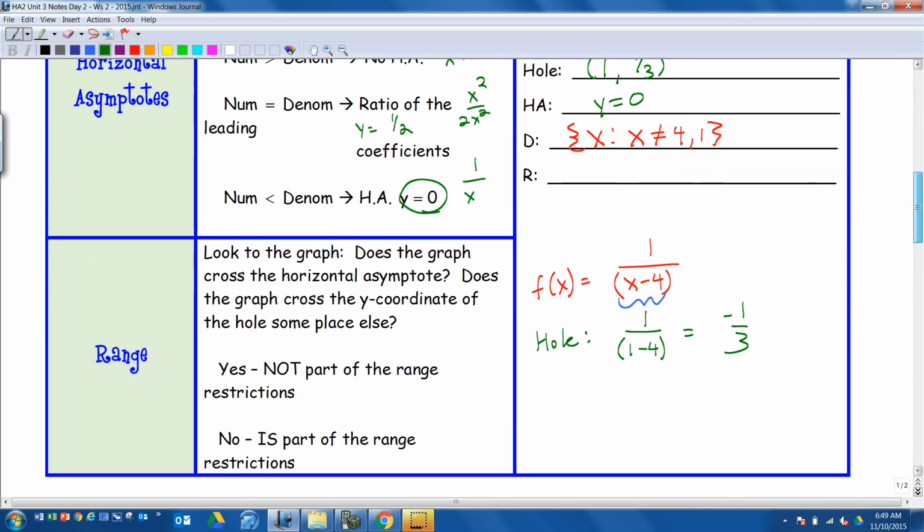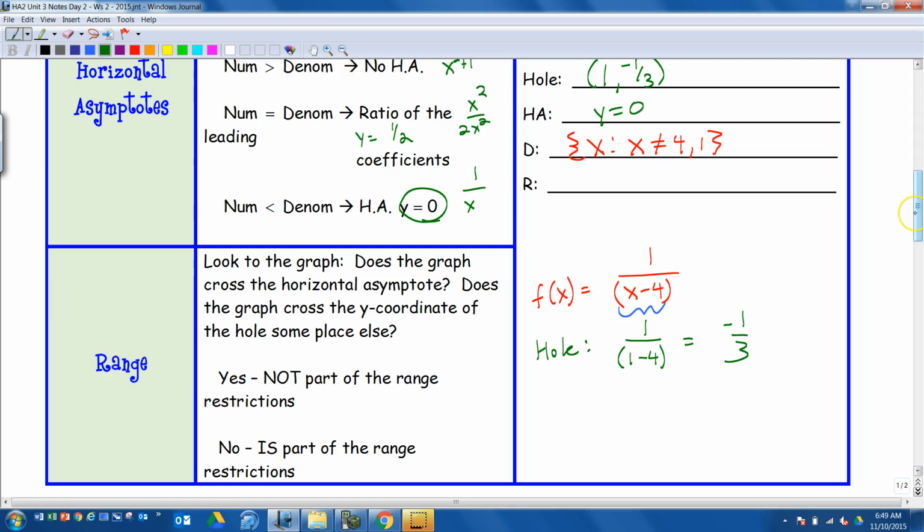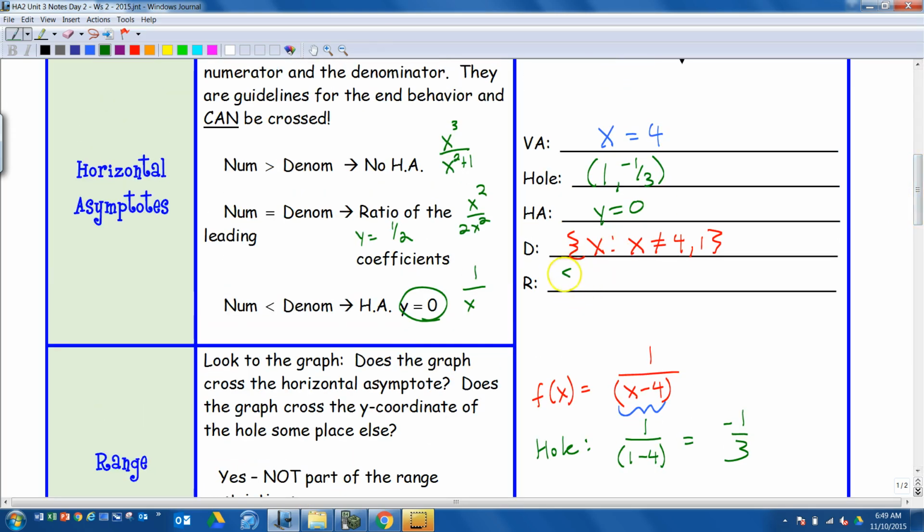Range. Range you do at the absolute end of everything. You look at your graph and see, does it cross the horizontal asymptote, and does it cross the y-coordinate of the hole someplace else? If it does, it's not part of the range restriction, and if not, it is part of the range restriction. Because range is like the y values that can exist, such as the domain was the x values that can exist. And usually they come from the horizontal asymptote or the y-coordinate of the hole. So we have to look at the graph now.